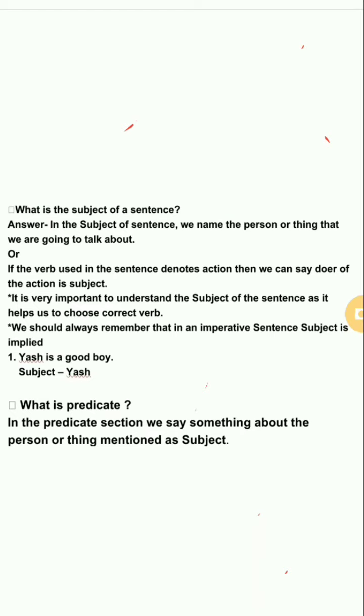Suppose there is a verb which is showing an action. Yash kicked the ball. So who kicked the ball? Who is performing the action? So here the action is performed by Yash. So Yash is the subject of the sentence.